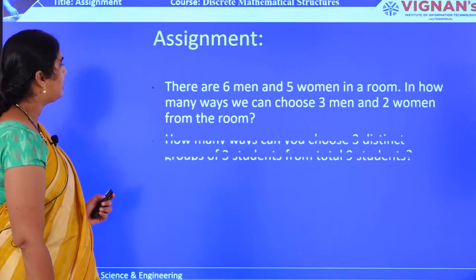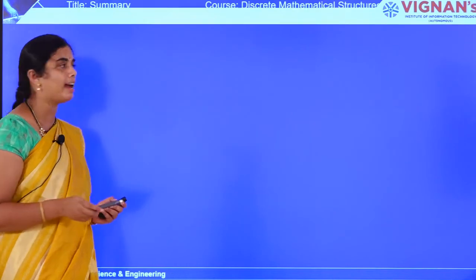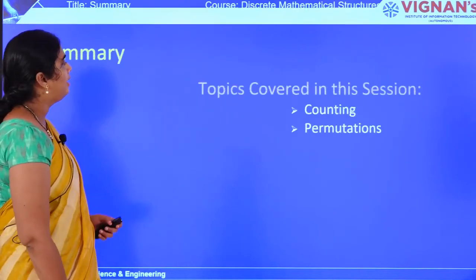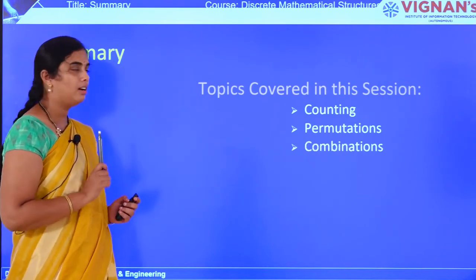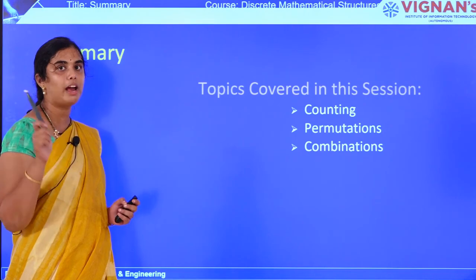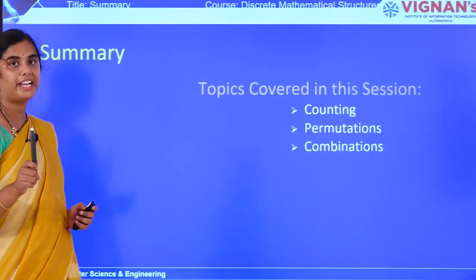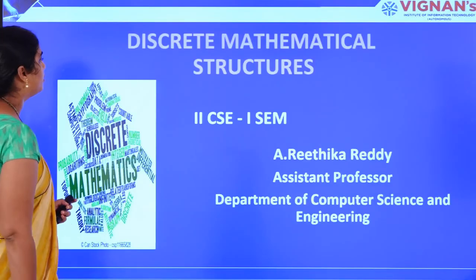And these are 2 more assignment questions which you need to solve. Solve these assignment questions and you will be very familiar with combinations. And this is the summary. The topics covered in the session are counting, where you have learnt about the sum rule and product rule, followed by permutations and combinations, and you have seen the problems related to that. Okay, thank you.